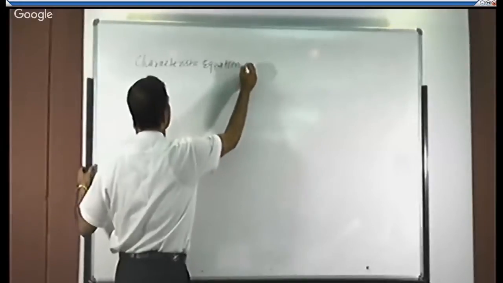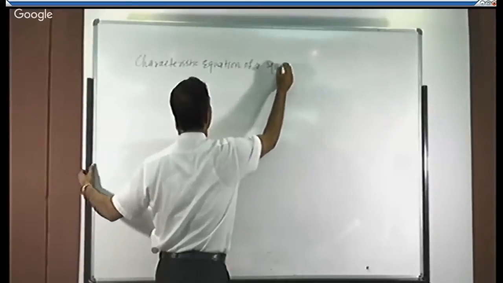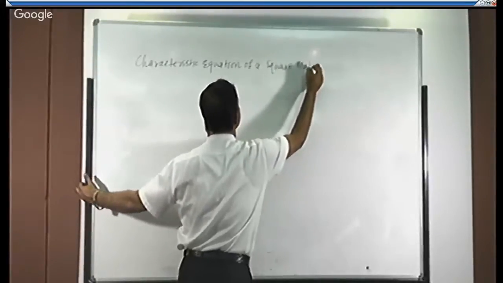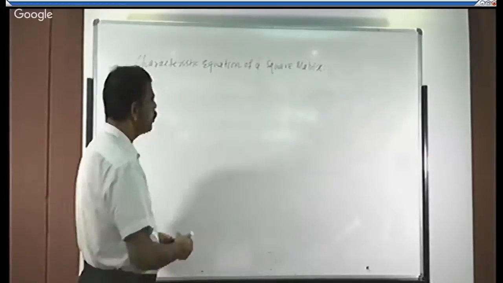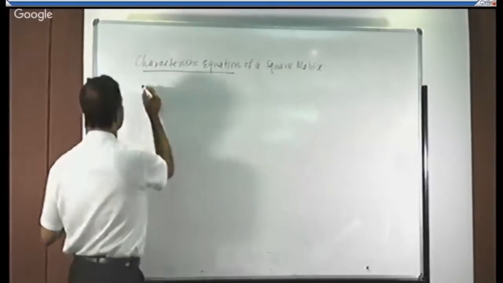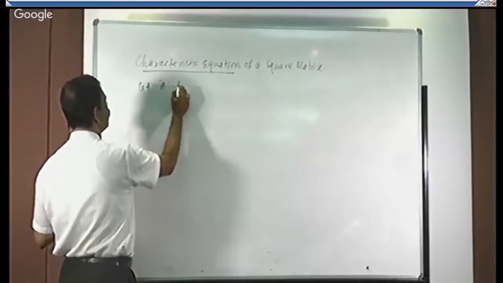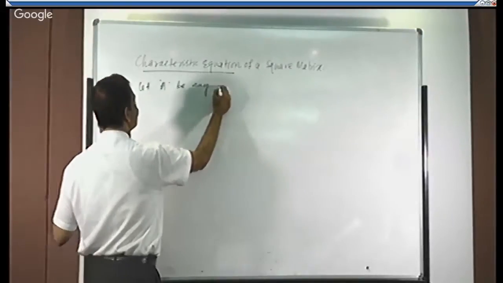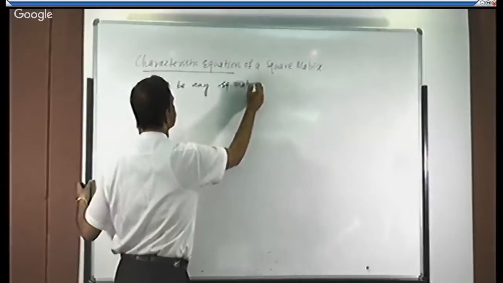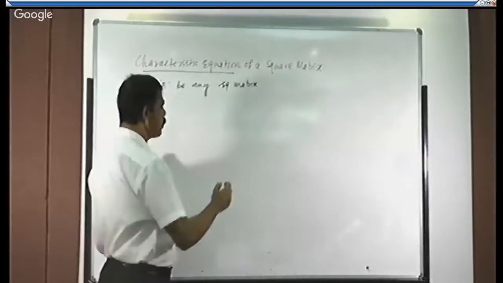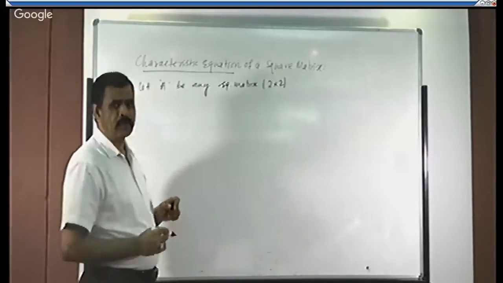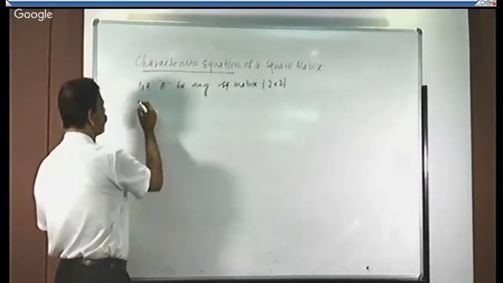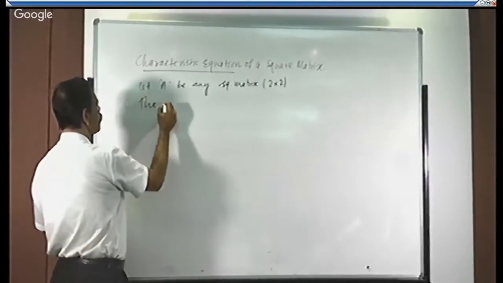Characteristic equation of a square matrix. Let A be any square matrix of any order. Here, let us take 2 cross 2. For a given 2 cross 2 square matrix, we can write the characteristic equation.